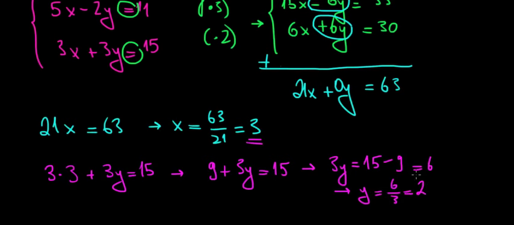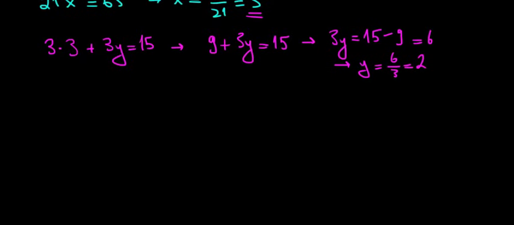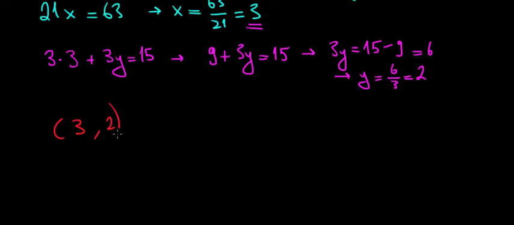So what is the final answer? x equals 3, y equals 2. So the solution set for this system is just 3 and 2. And remember, the first one stays for our x value, and the second one stays for our y value. And we are done.